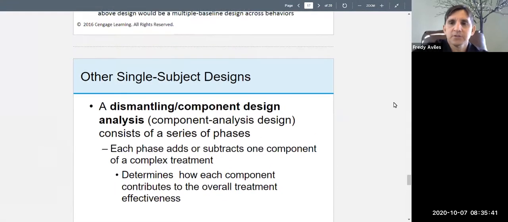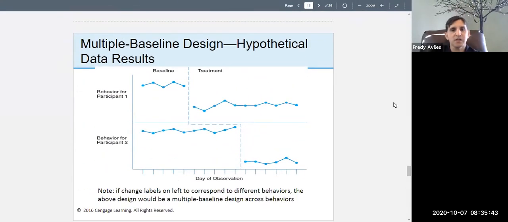Oh, by the way, just to point it out, that's across subjects. If you're talking about across behaviors, it would be very similar, except that where it says behavior for participant number 1, it would be behavior 1, right? And the one on the bottom that says behavior for participant number 2 would be behavior 2. That's what it would look like, okay?